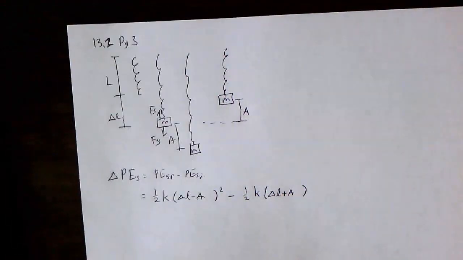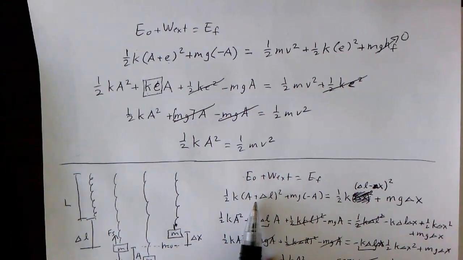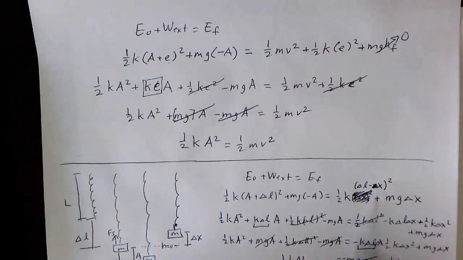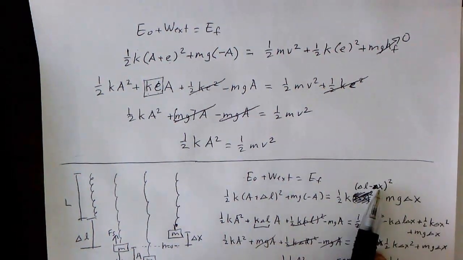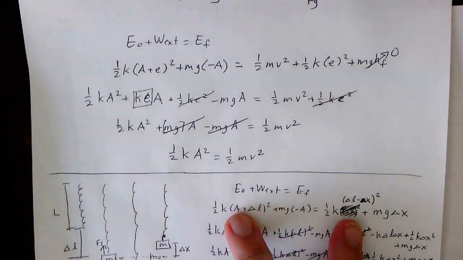And this actually should look very similar to this whole side over here. We had delta L plus A, and delta L, now it's minus A instead. I just proved that delta X was equal to A. That's what we were doing. So we're just going to basically subtract those numbers.